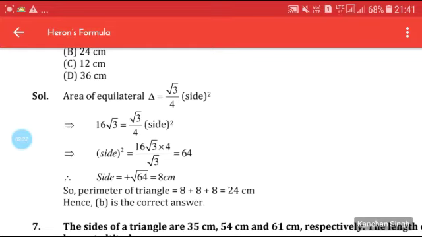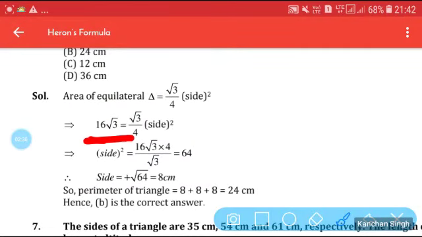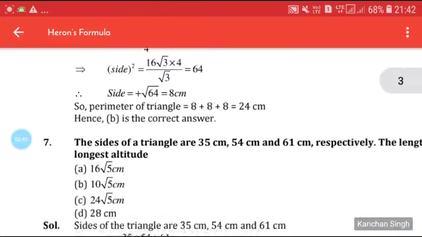So we know the area of an equilateral triangle is root 3 by 4 a square, that is side square. Here it is given 16 root 3, so root 3 by 4 side square equals 16 root 3, so side square equals 64, so side equals plus minus 8, and we will consider plus 8. Perimeter will be the sum of three sides, 8 plus 8 plus 8, that is 24 centimeter.